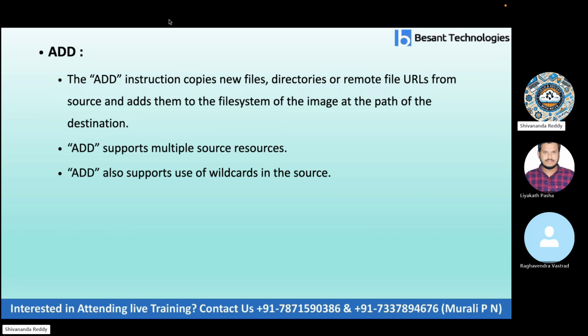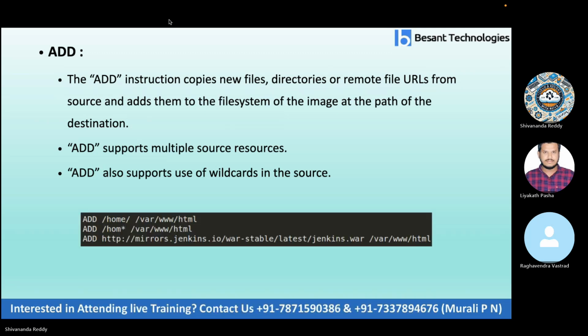ADD. The ADD instruction copies new files, directories, or remote file URLs from the source and adds them to the file system of the image at the path of the destination. ADD supports multiple sources and resources. ADD also supports the use of wildcards in the source. Something you want to copy from one place to another place, you can give. Look at ADD, left side, right side, two values are there, right? /home is the local Docker desktop, and /var/www/html is inside the container. Then ADD /home/*, then the path, ADD http, then the path. If you give it this way, it is going to download the things and keep them ready in the container.